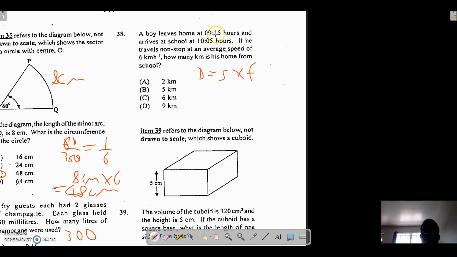So from 9:45 to 10 o'clock would be 45 minutes. And from 10 to 10:05 would be 5 minutes. So in all, you have 50 minutes there. Okay. If the speed is 6 kilometers per hour.